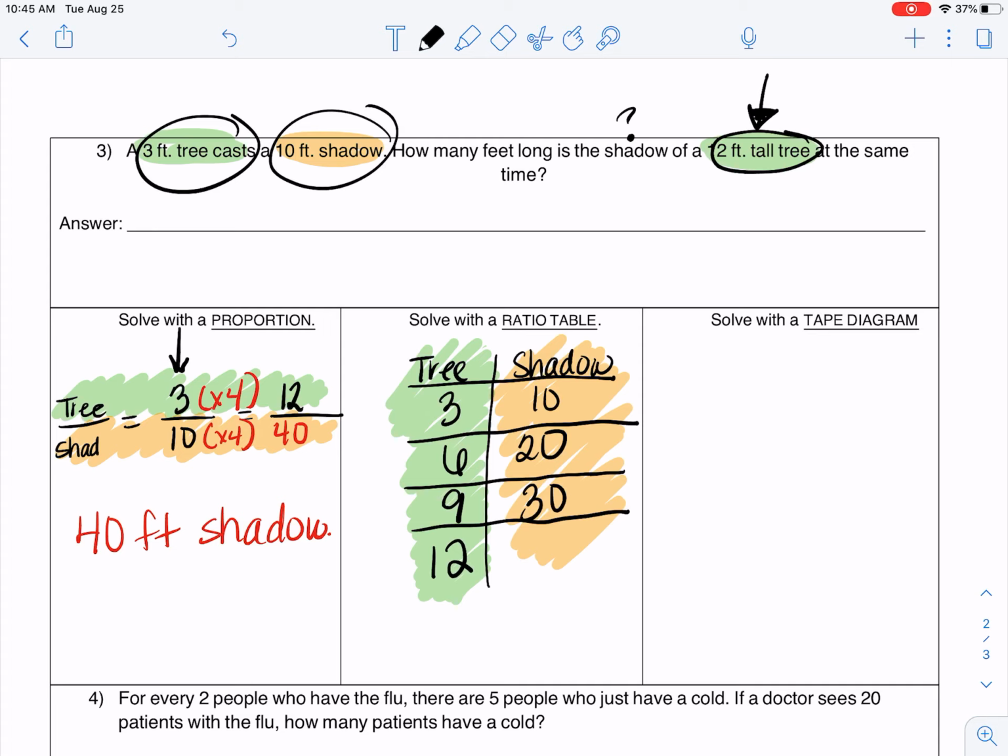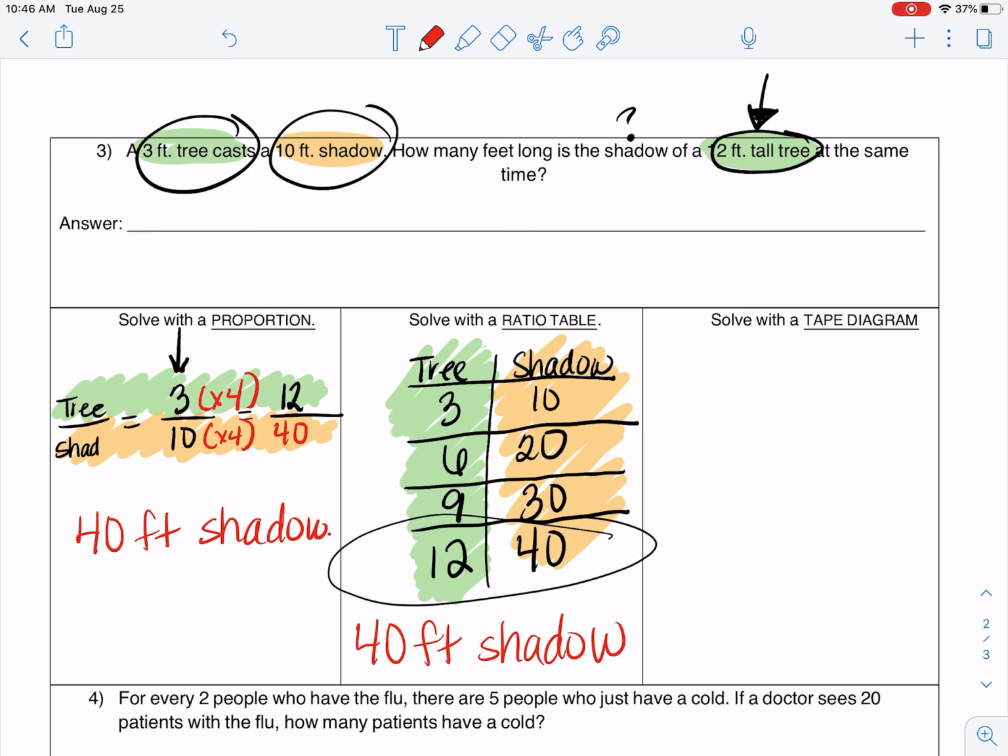This was a question I got. How do I know when to stop? Whatever I get on my shadow side is my answer. 40. Now I'm stopping here because it's 12. Okay? So I know if I have a 12-foot tree, I have a 40-foot shadow. Well, look at that. I got the answer for both. 40-foot shadow. I know I'm doing it right because I already got 40 feet for a proportion. I got 40 feet for a ratio table.